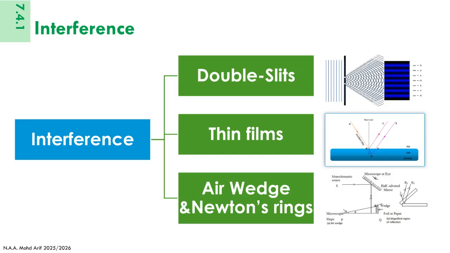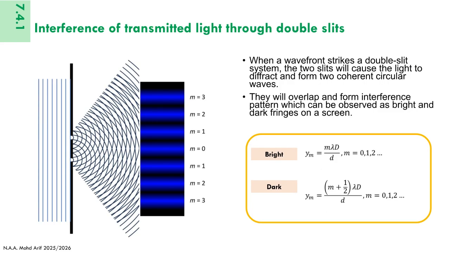This part is about the interference of light. We will specifically explore interference in double slits, thin films, air wedges, and Newton's rings. When light strikes a double slit system, it diffracts and forms two coherent circular waves. These waves overlap, creating an interference pattern of bright and dark fringes on a screen.